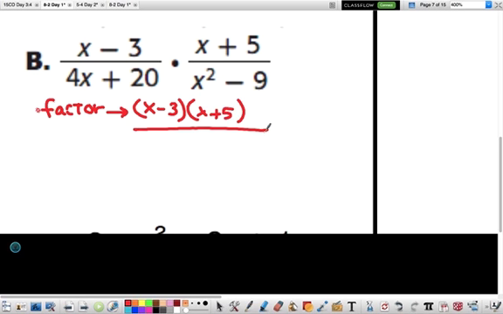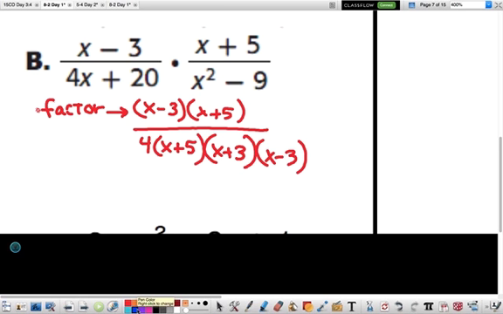If you look at that for a second, you'll see this factors into 4 times x plus 5. And if you look at that one, you'll see that this factors into x plus 3 times x minus 3. Now, cancel.